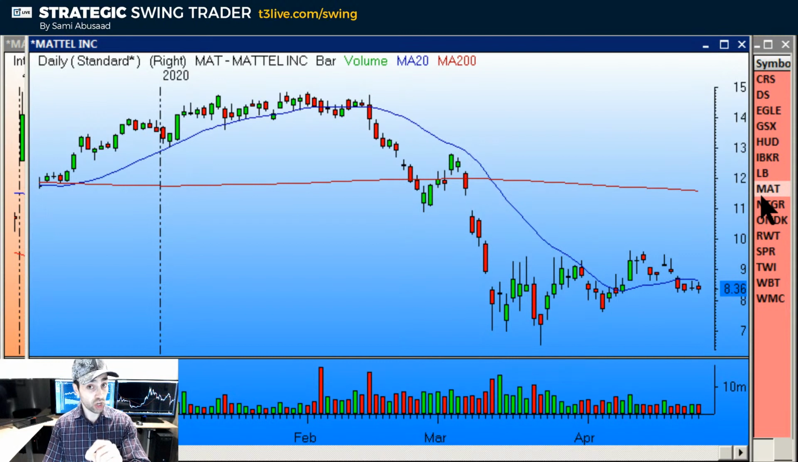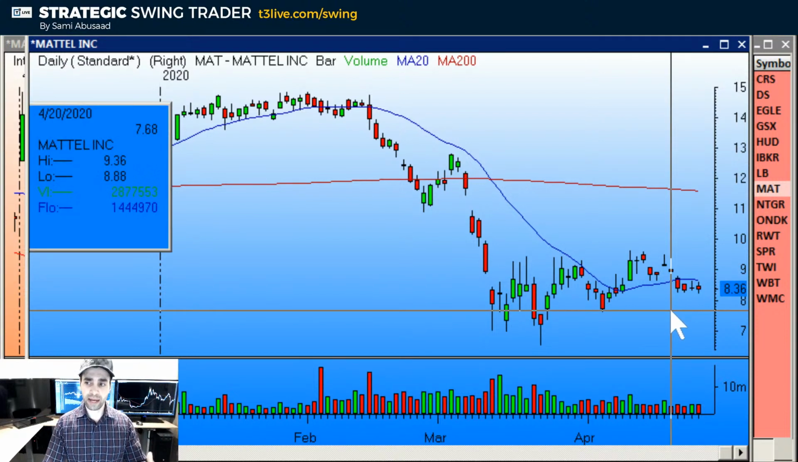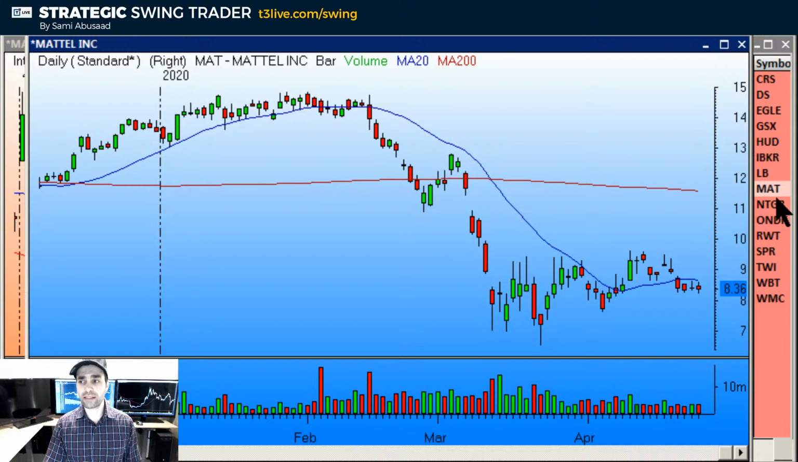Even though it's the same chart, the same stock. We're not talking about two different stocks here. Same stock, same chart. But depending on what you pick for your target would determine for me whether I play it or not. So that's really important.